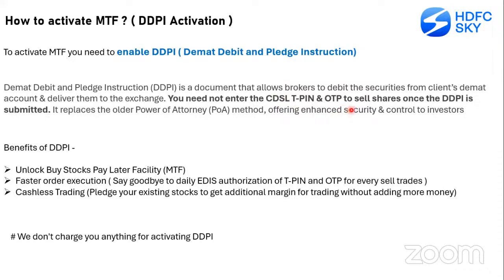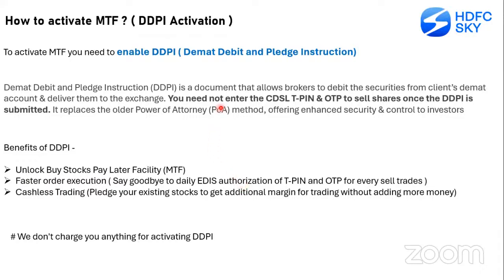तो ऑन एवरी डे आपको सबसे पहले शेयर ऑथेंटिकेट करने पड़ेंगे, देन आफ्टर यू कैन सेल द शेयर्स. बट अगर आपका DDPI एक्टिवेटेड है, देन यू नो नीड टू फॉलो दिस प्रोसेस ऑन एवरी डे. यू कैन इजीली सेल योर शेयर इंस्टेंटली. तो DDPI अगर आप एक्टिवेट कर देते हो, देन आप अपने ऑर्डर फास्ट एग्जीक्यूट कर पाओगे. आपको एवरीडे ये EDS प्रोसेस फॉलो नहीं करना पड़ेगा.